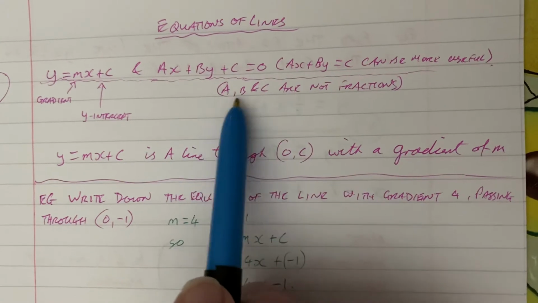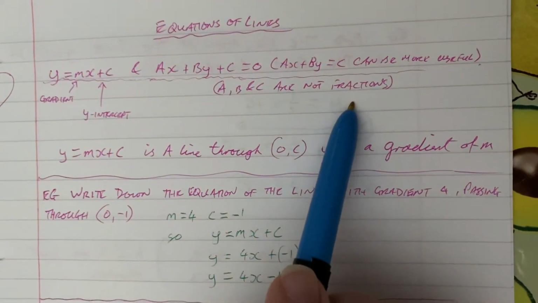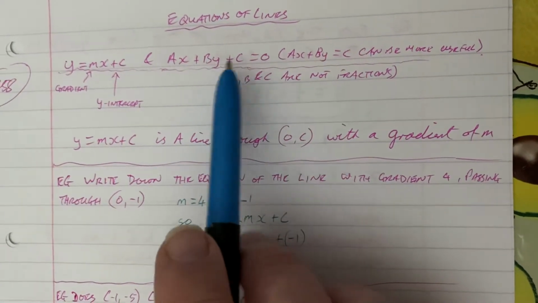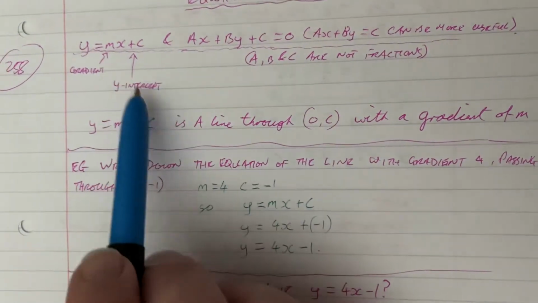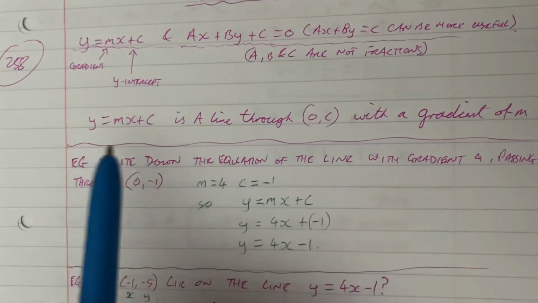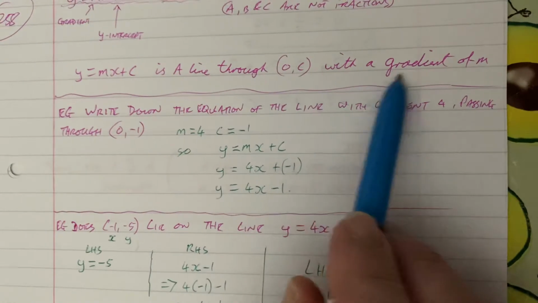In this form, a, b and c are not fractions. They're exact values, but not fractions. We should not have a fraction here. That's the whole point with this one. Going back to our original y equals mx plus c, m is the gradient, c is the y-intercept, i.e. where it hits the y-axis. So y equals mx plus c is a line through (0, c) with a gradient of m.